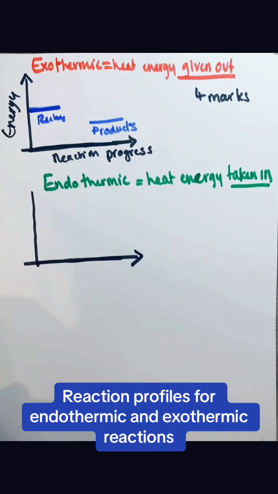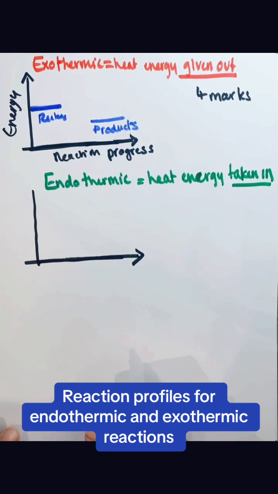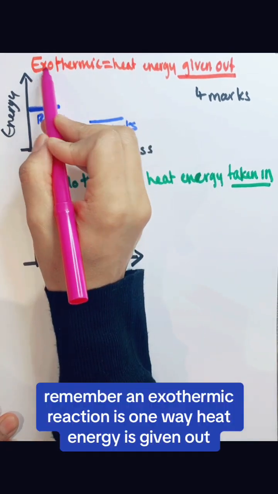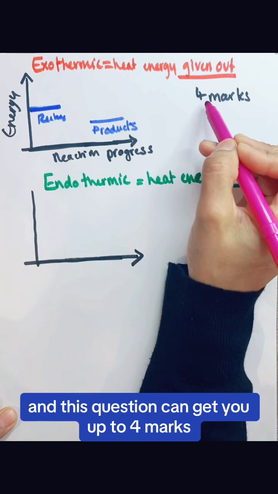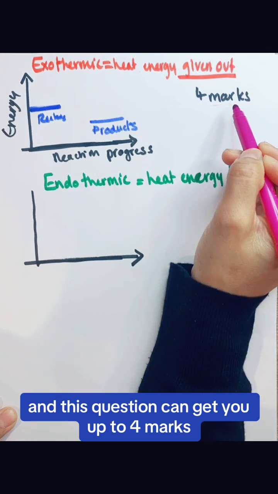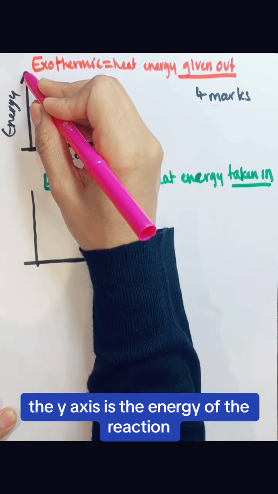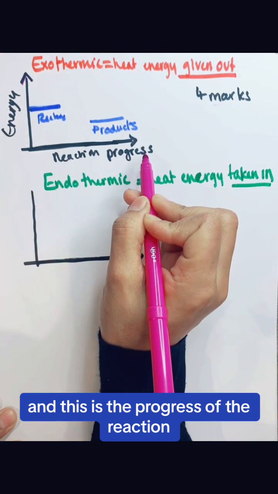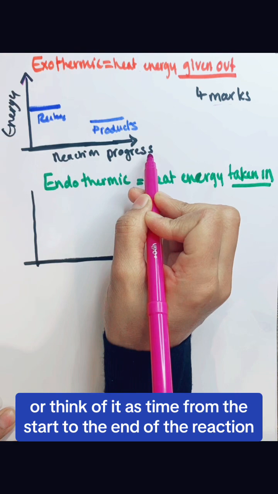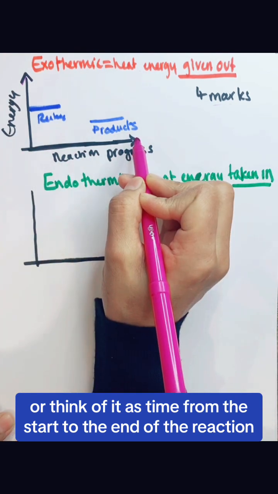Reaction profiles for endothermic and exothermic reactions. Remember, an exothermic reaction is one where heat energy is given out, and this question can get you up to 4 marks. This line here, the y-axis, is the energy of the reaction, and this is the progress of the reaction, or think of it as time from the start to the end of the reaction.